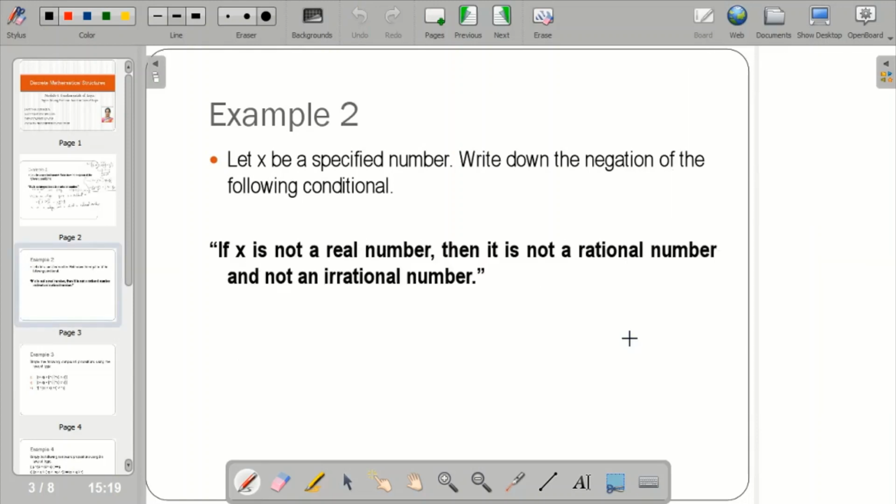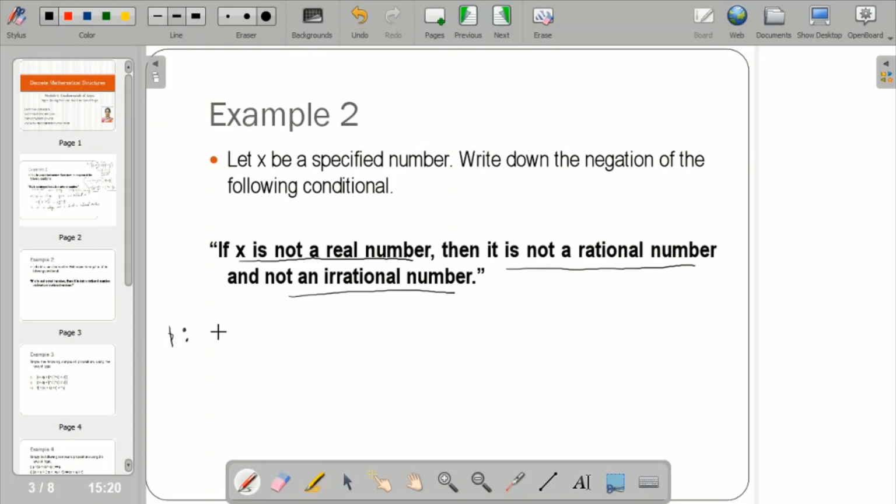Next is example 2. Again they told us, write down the negation of the following conditional. Let x be a specified number. So here they have mentioned, if x is not a real number, then x is not a rational number and not an irrational number. So we'll take p as a real number. Let us write p, q, r. Okay. So x is not a real number means it is negation p, right?